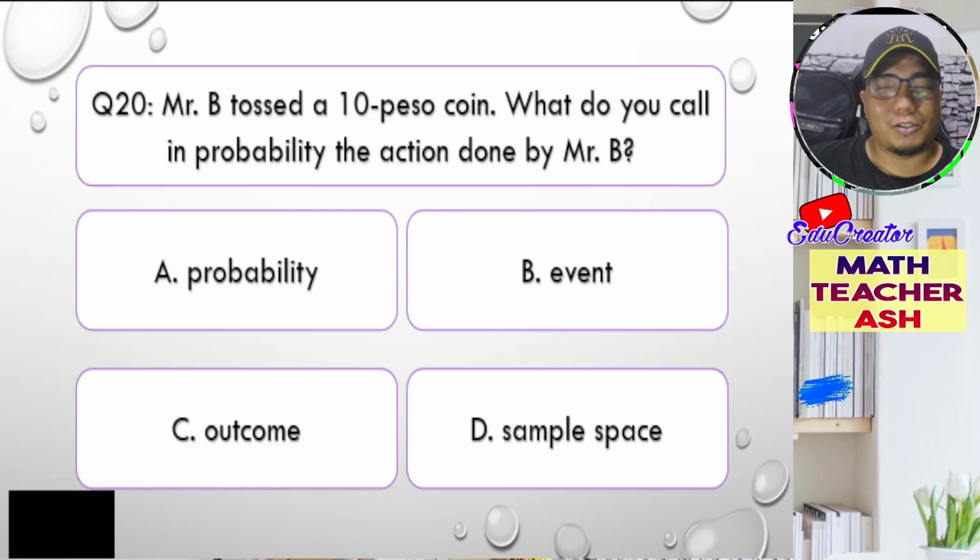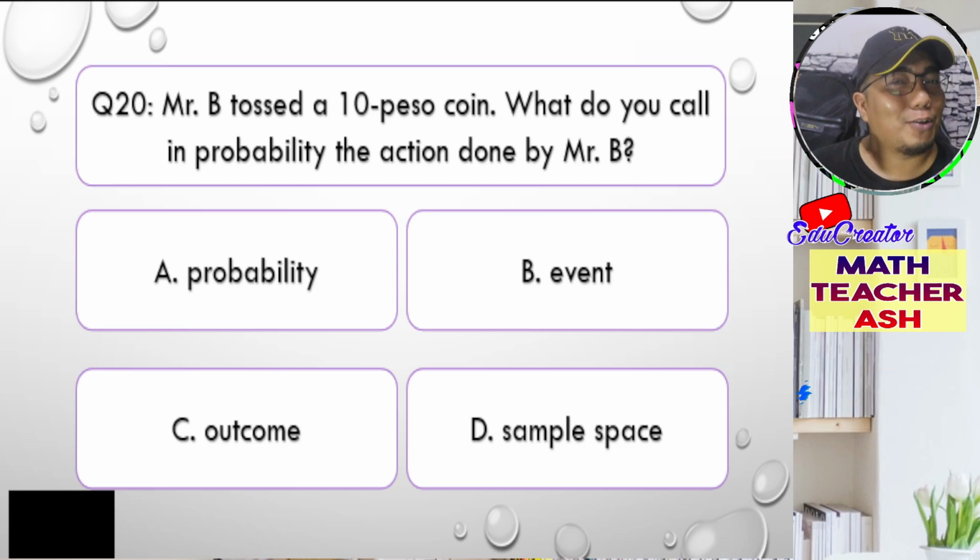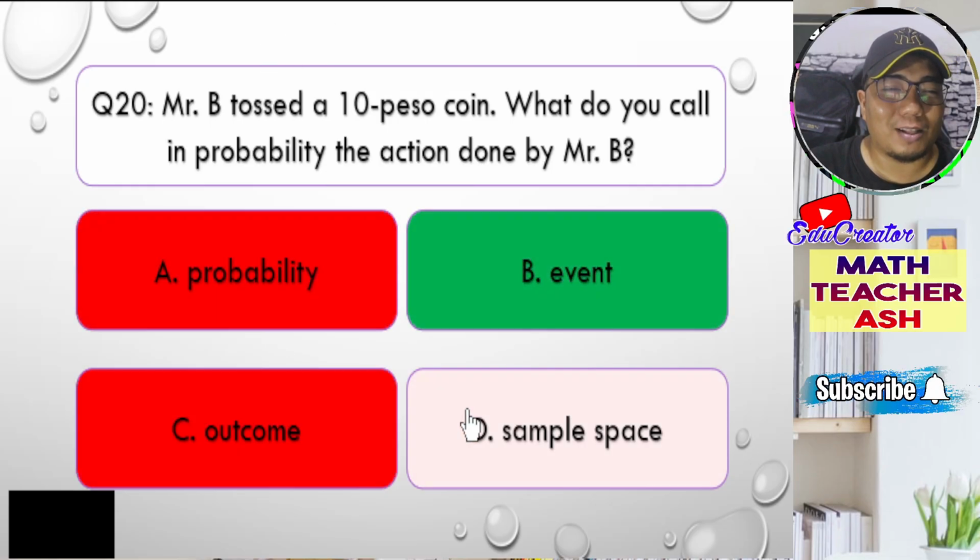Alright, math learners. For this question, what is asked here is the action done by Mr. B. We are not talking about the result of the coin toss. So it's the action that we are talking about, the happening. If that is the case, what is the other term for happening? Okay, so that is letter B. Alright, I hope you got that one, my dear math learners.